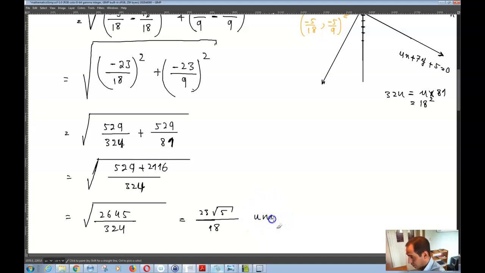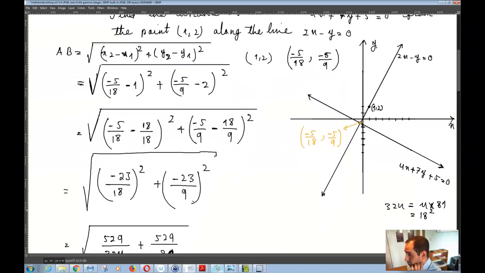Units is the distance between the 2 points, which is hopefully the right answer. 23 by 18 times square root of 5 is the right answer. Okay, so that was basically this example over here.